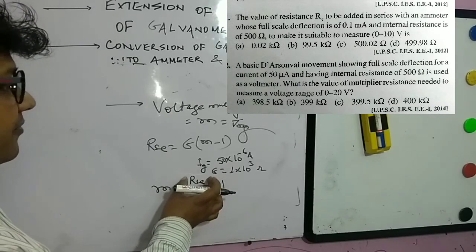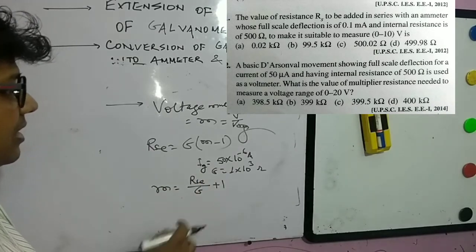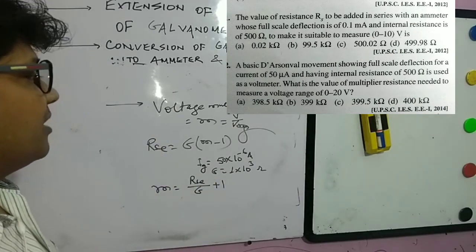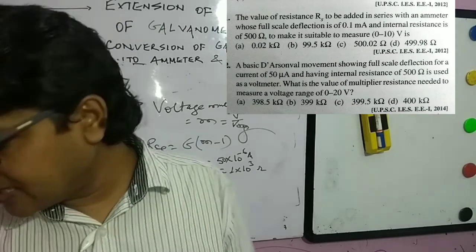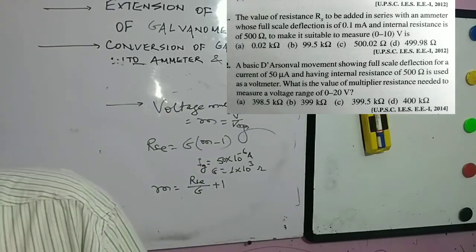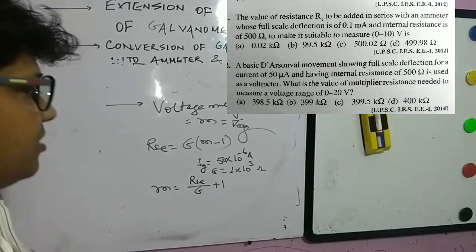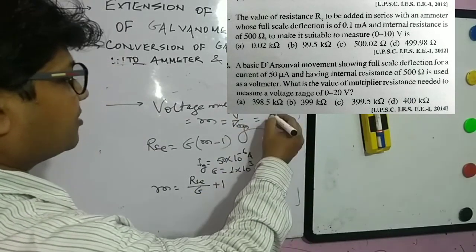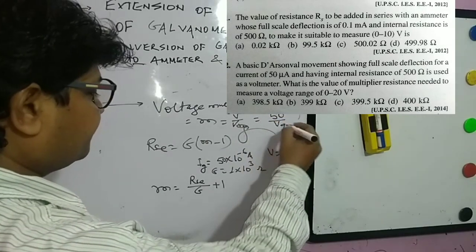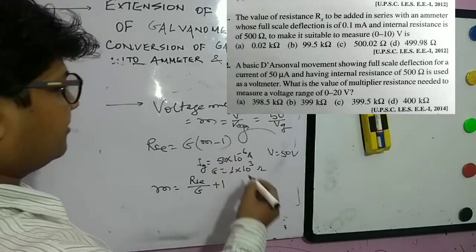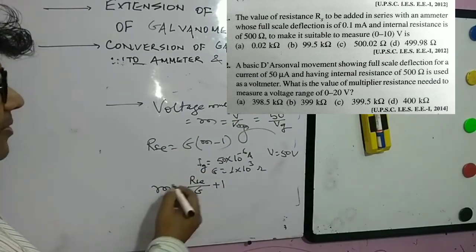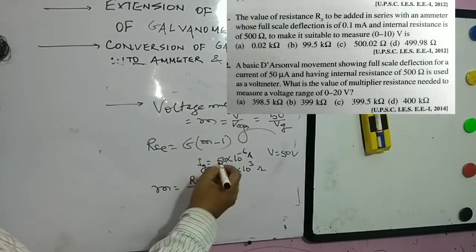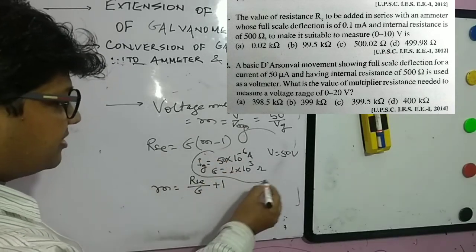What will be the value of Rse, this we have to calculate. And we are provided with V, yes, V is also given. V is equal to 50 volt. So this is 50 by Vg, right? And we can say m is equal to 50 by Vg. So Vg is given because we are provided with this G into Ig.